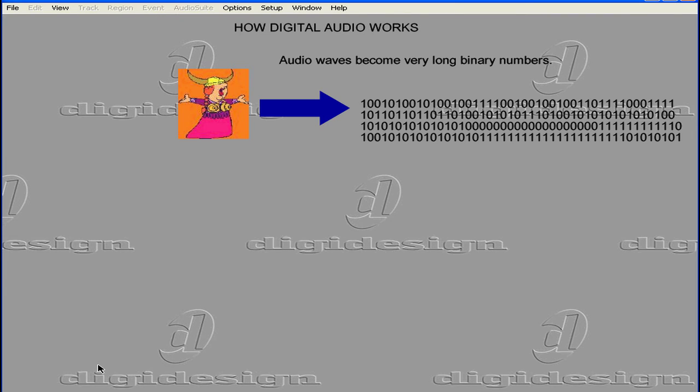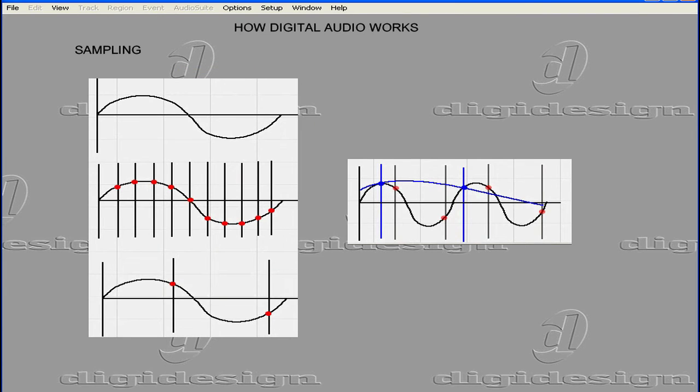Okay, first let's talk about sampling. To convert audio to digital form, we use a process called sampling. Computers capture samples of the voltage of audio at fixed time intervals, i.e., they capture the product of the transducer like your microphone. These samples are stored in files as binary numbers. The number of samples per second is called the sample rate.